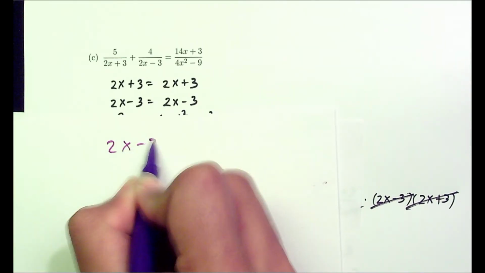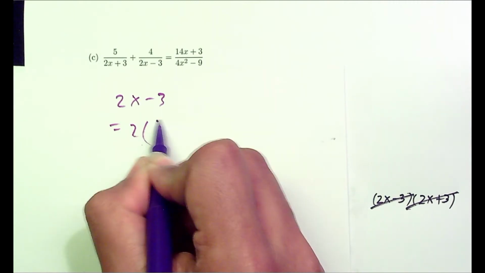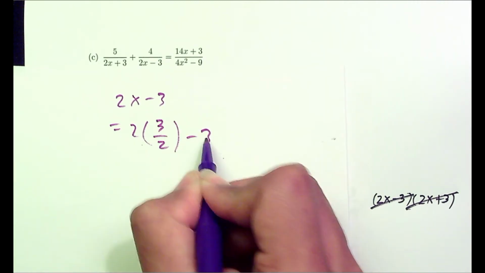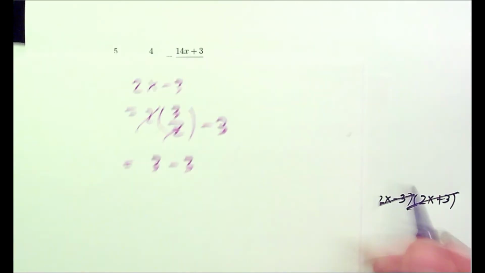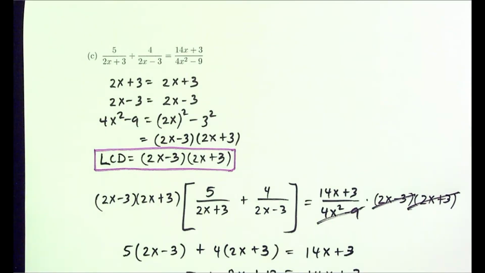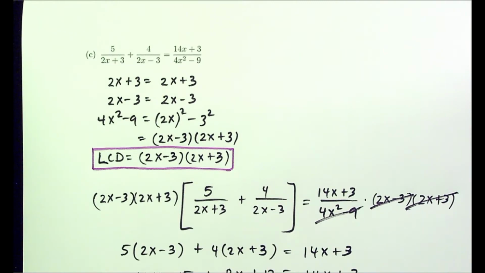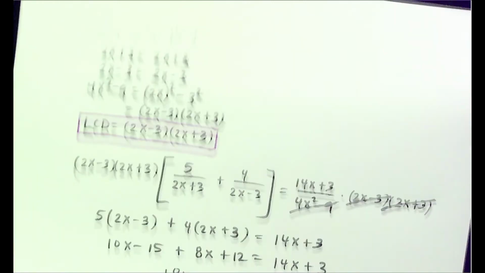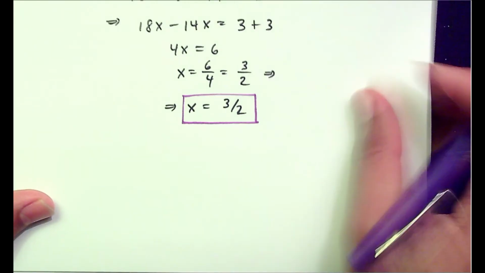2x minus 3, if I replace the x with 3 halves, we get 2 times 3 halves minus 3. The 2's would cancel, and you would get 3 minus 3 equals 0. So, no, that's bad. That makes the bottom 0 on the original equation. So that means this is not part of the domain. And if it is not part of the domain, this has to be discarded.